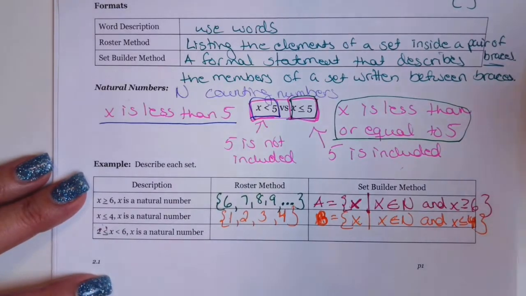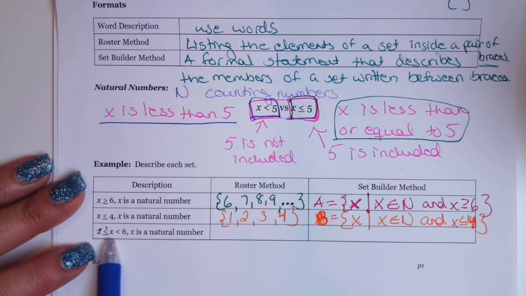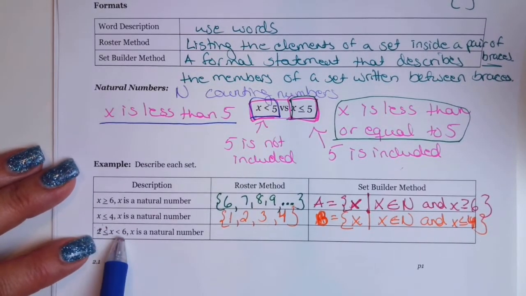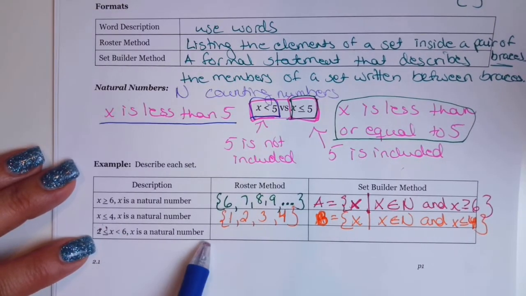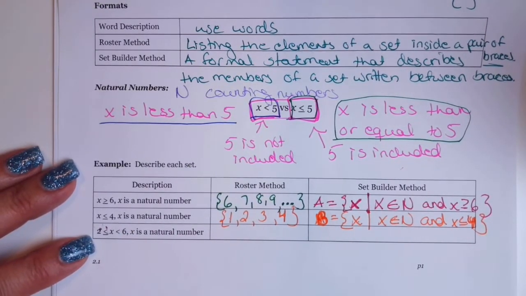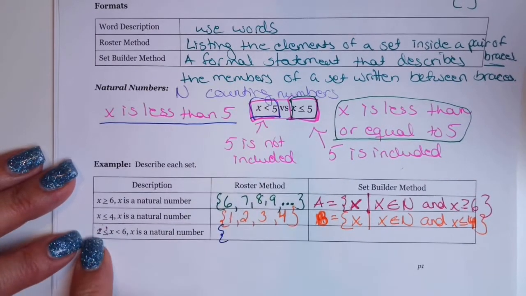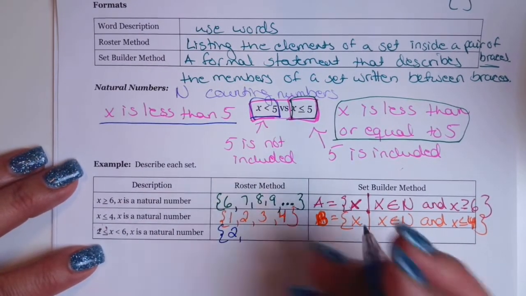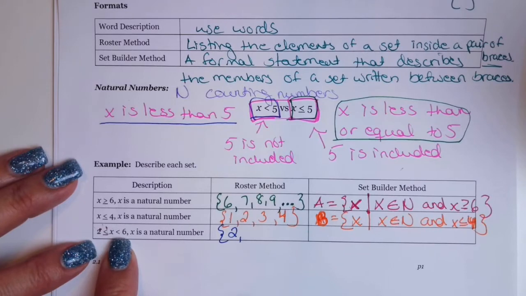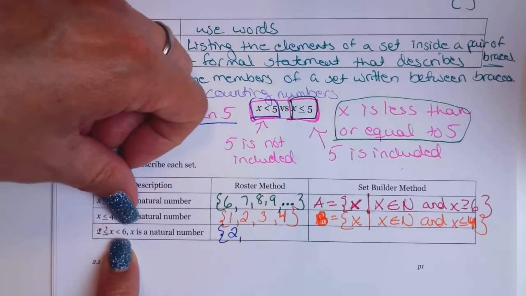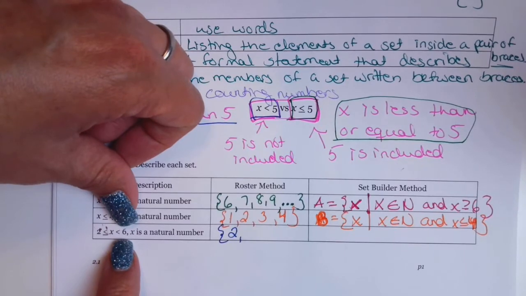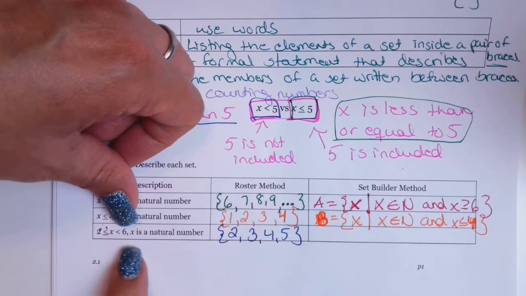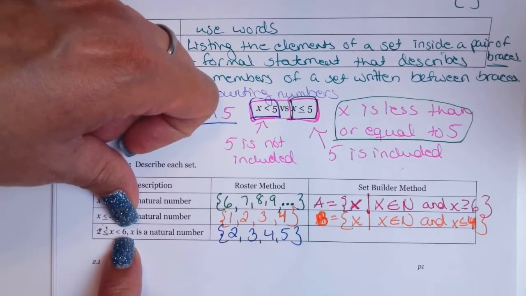Now we have two inequalities here. So we have 2 is less than or equal to x is less than 6. X is a natural number. So again, we're talking about our counting numbers. So 2 is less than or equal to x, so 2 is part of this set. X is less than 6. So that means that we're going to go up to 6, but 6 is not included. So 2, 3, 4, and 5. Again, 6 is not included because it doesn't have the equal sign.